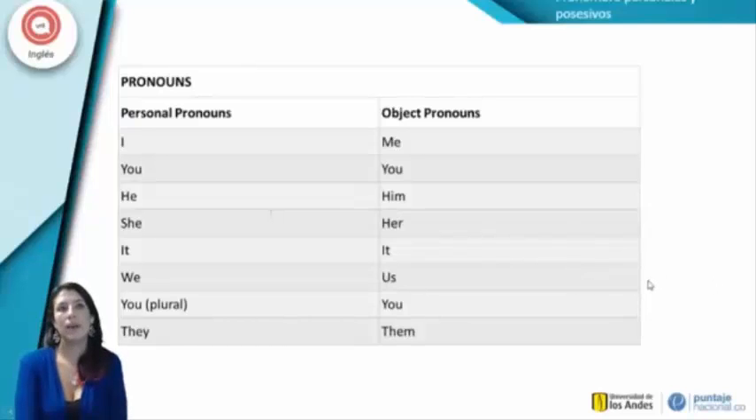That would be in Spanish nuestro. You plural is the same, yours, and they, them, and the possessive pronoun is theirs. So we have they, object pronoun them, and possessive pronoun theirs. Okay?